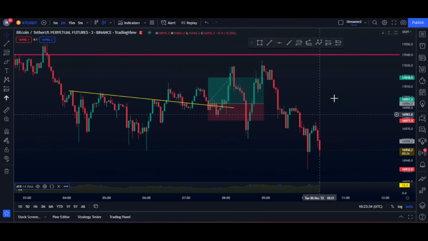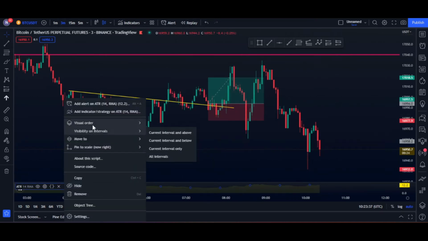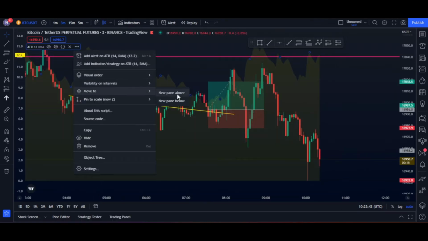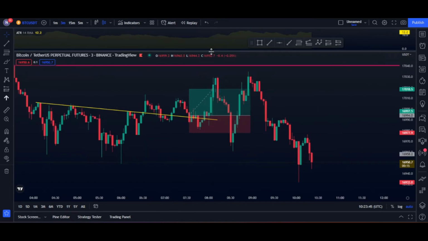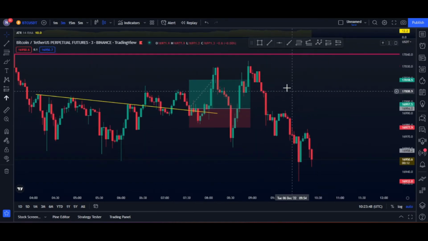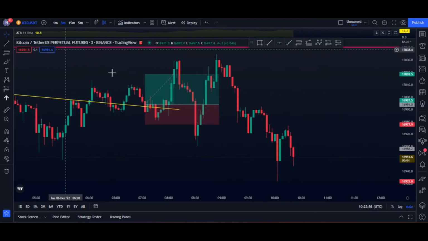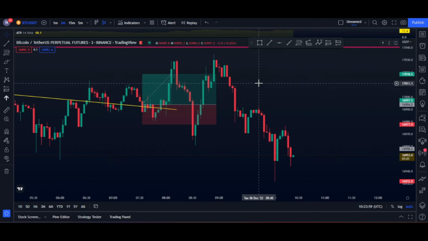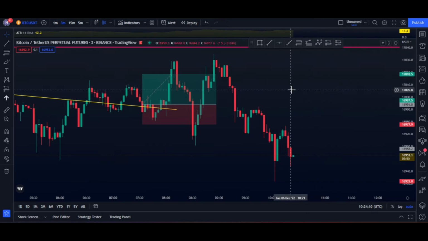Okay, all right, and here what I would do is just click on move to new pane above. And as you can see, my ATR indicator is now right above my chart, and I can easily see the ATR value for each candle. All right, so don't be confused, guys. What's on the left is the ATR value of the specific candle where you are hovering your mouse, and what you can see here on the upper right is the current ATR value, which is around 11.4. This is this one.